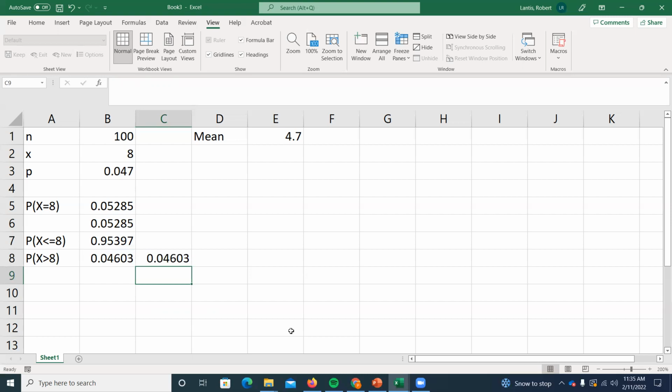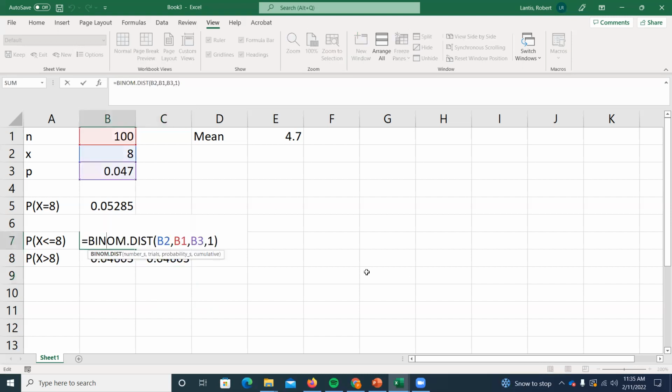Any other questions up to this point? Oh yeah, yep. So the ordering always goes number of successes X, number of trials N, probability of success P, and then the last thing is 1 if you want it to be cumulative, 0 if you just want the probability of exactly that number of successes. Any other questions before we keep moving here?